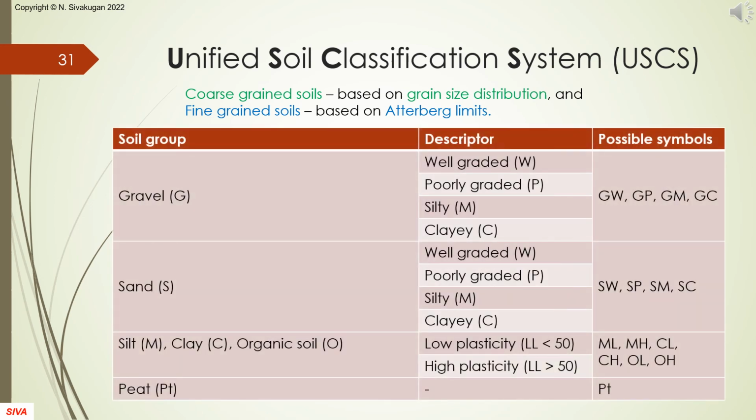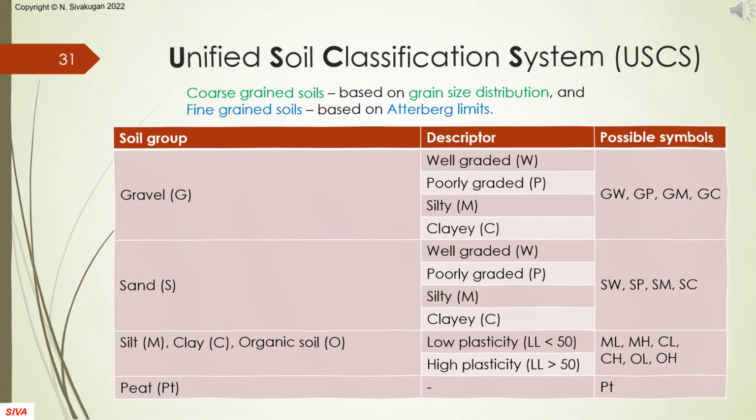Gravels or sands can be described as well-graded, poorly graded, silty or clayey. Fines are described as low or high plastic based on the liquid limit.